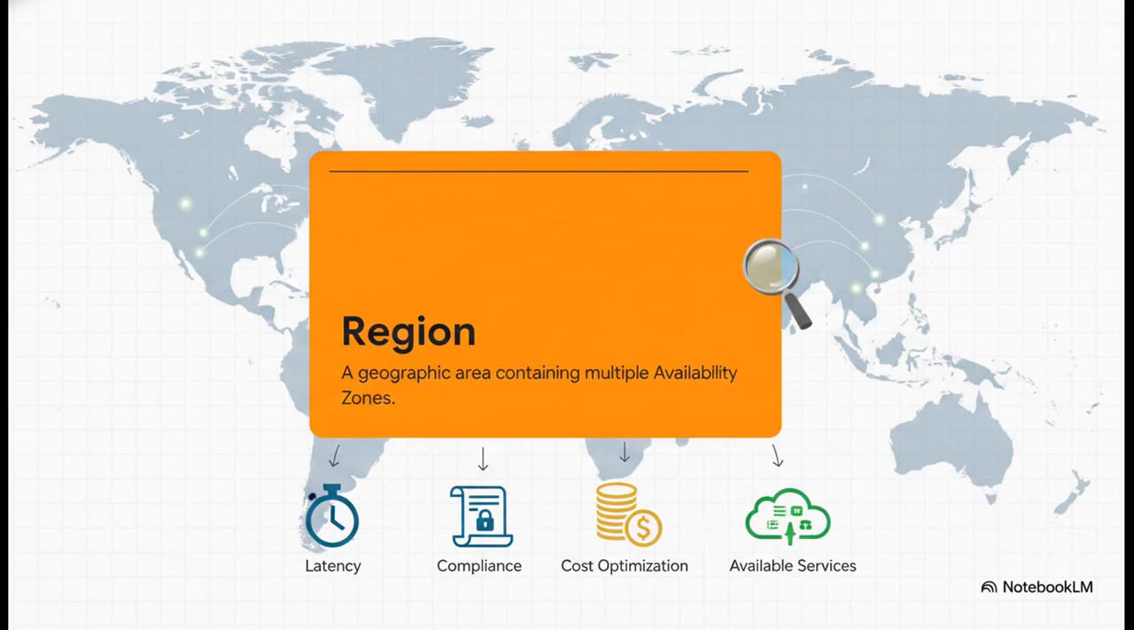When you deploy an application, you don't just toss it into some generic floating cloud. You choose a very specific region, and you're making that choice based on 4 critical factors: minimizing latency for your users, adhering to strict local compliance and data laws, optimizing for cost, and making sure the specific AWS services you actually need are available there.